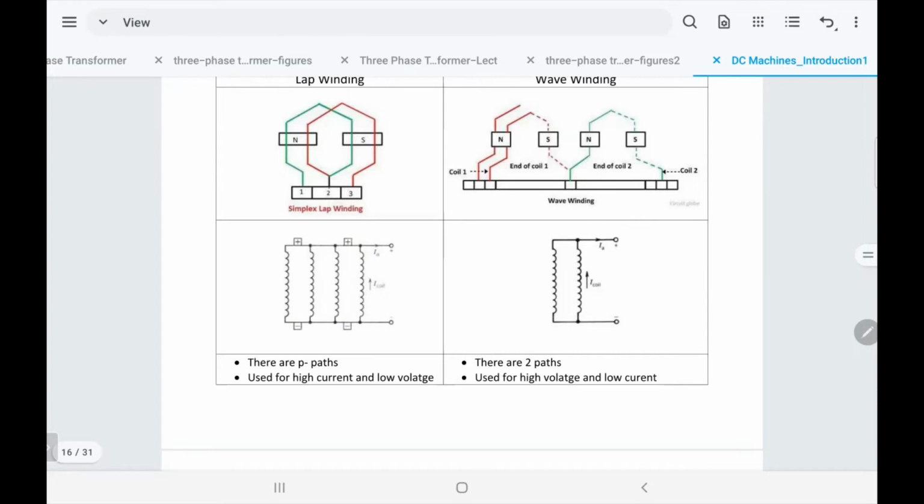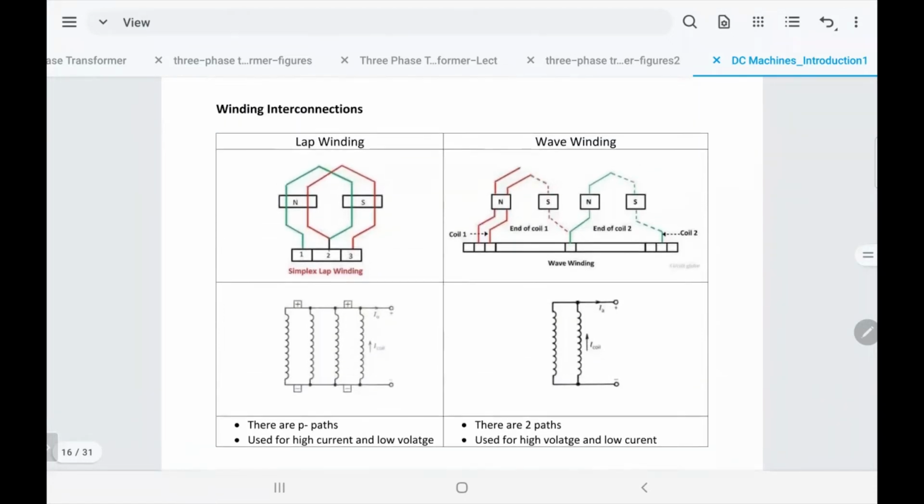Well, what is the advantage of this? You can divide the current over many paths. It means that this machine can operate with high current. So if an application requires high current, high amps, they use the lap winding. They wind the motor in a way to have many parallel paths to divide the current over many paths. So you will have a high current machine, and of course the voltage will be low.